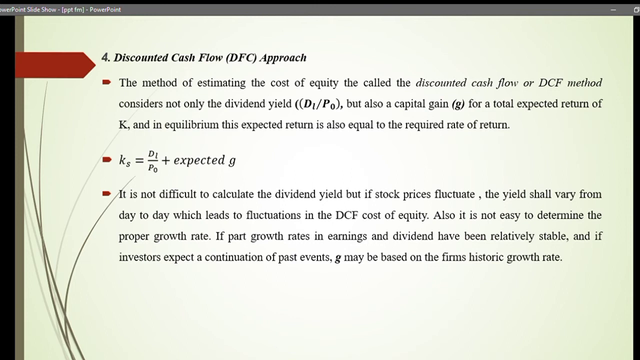If past growth rates in earnings and dividends have been relatively stable, and if investors expect a continuation of past events, the growth rate may be based on the firm's historic growth rate.